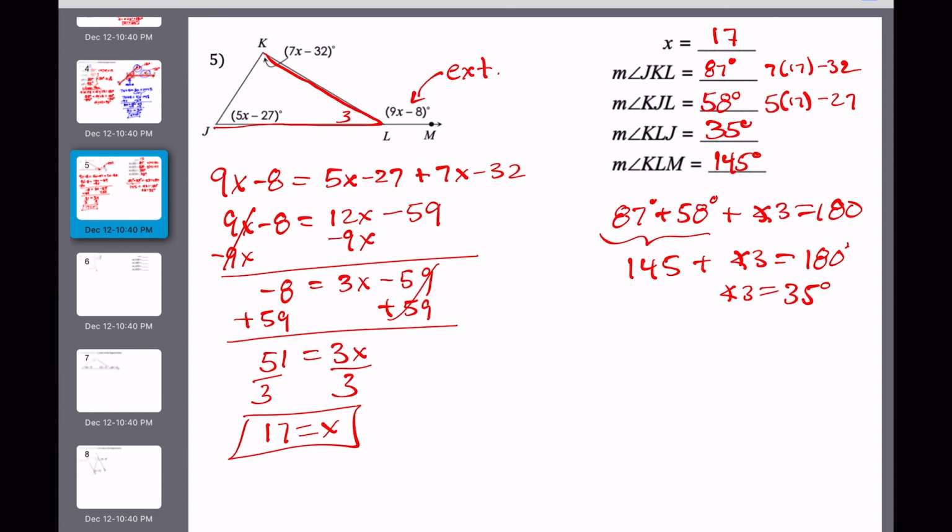And we can solve this in one of two ways. We can either take the two non-adjacent interior angles and add them up, so 87 plus 58 add up to 145, or you can take the interior angle that is adjacent and say, well, that's going to add up and equal 180, and we can subtract 35 from 180. You have two ways to do this. Either way, it will give you the same answer for your exterior angle.